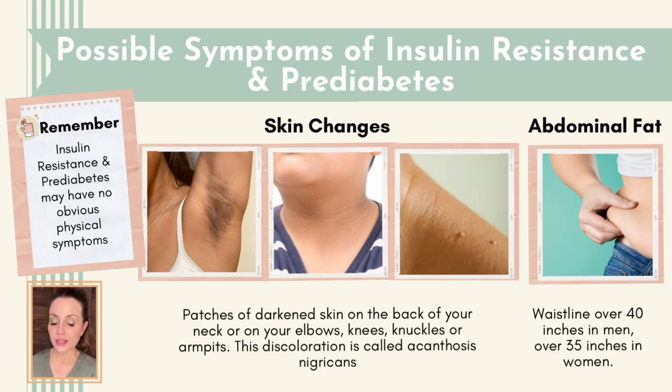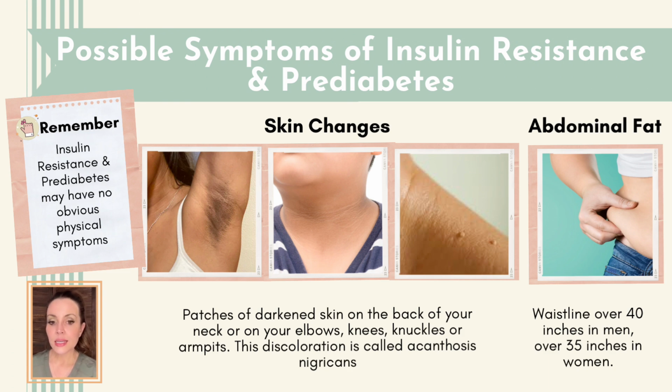Now we're going to talk about some of the signs and symptoms of insulin resistance. It is really important to remember that there may be no signs or symptoms of insulin resistance. This is why it's really important that every year you have an annual physical, and that includes having routine blood work, especially blood work that screens for potential issues with insulin resistance. This could include a fasting blood glucose, but even better, an A1C.